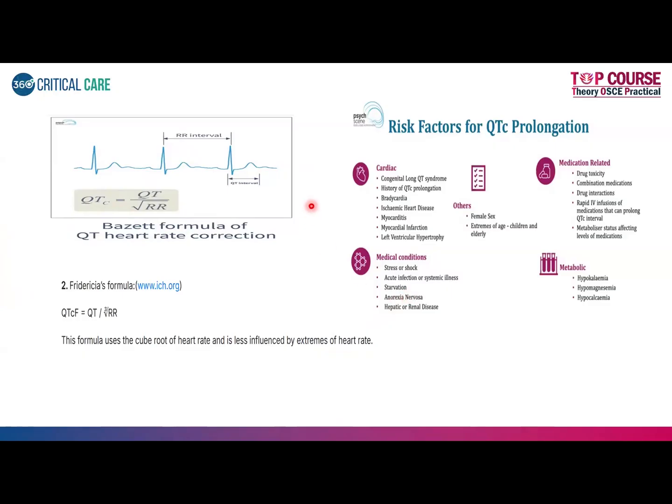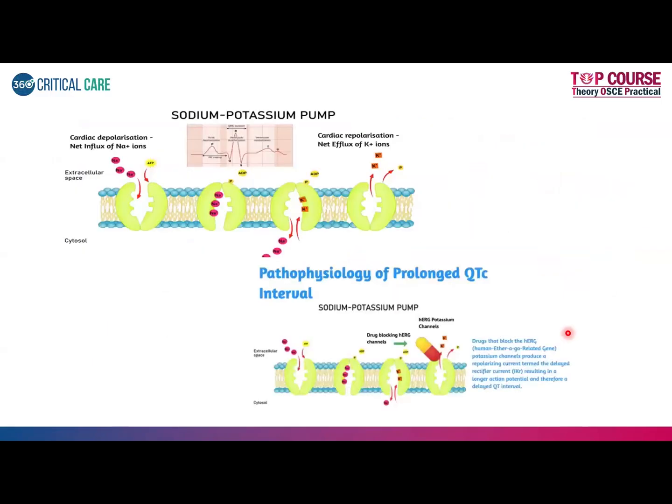What could be the risk factors? The cardiac factors: congenital long QT syndrome, history of QT prolongation, I'm sorry, bradycardia, ischemic heart disease, myocarditis, infarction, LVH. Medical conditions can include any kind of stress, starvation, hepatic or renal disease. In case of female sex, medication related and even metabolic, that is, dyselectrolytemia might also cause a QTc prolongation.